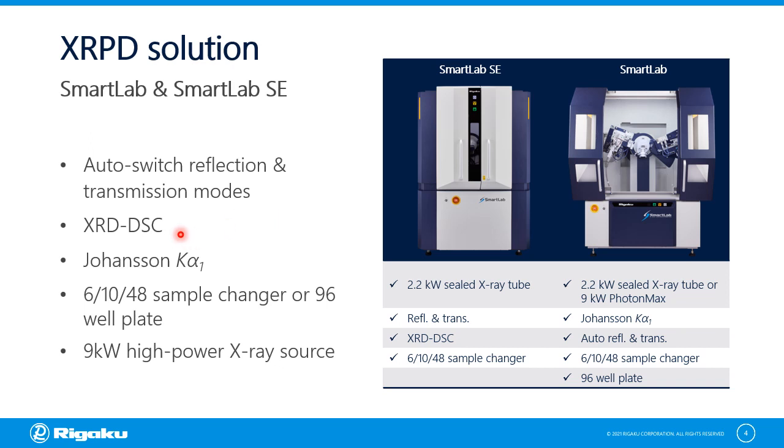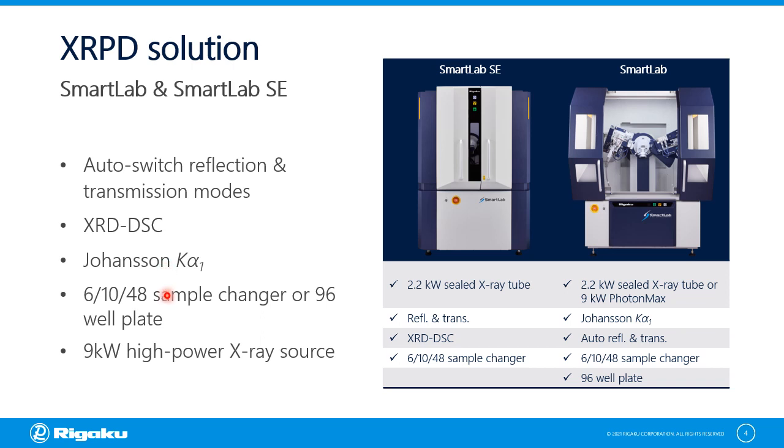Secondly, we have a DSC option. DSC, or differential scanning calorimetry, is thermal analysis equipment. We produce not only X-ray related products, but also thermal analysis products as well, and DSC is one of them. You can have this option for in situ XRD-DSC measurement.